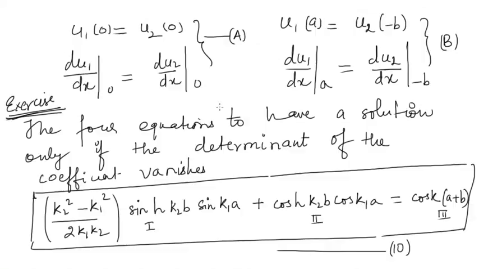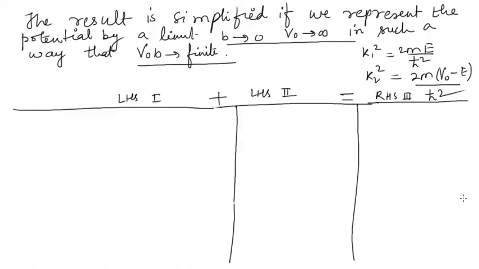Fine. Now let me first tell you the easy part. Now here, right hand side, it is cos k(a plus b). I don't have V naught. Okay. So I have only b, and b tends to 0. So what do I get in the right hand side? I can just simply put b equal to 0. So right hand side I will get cos ka. Okay, this is a simple result.